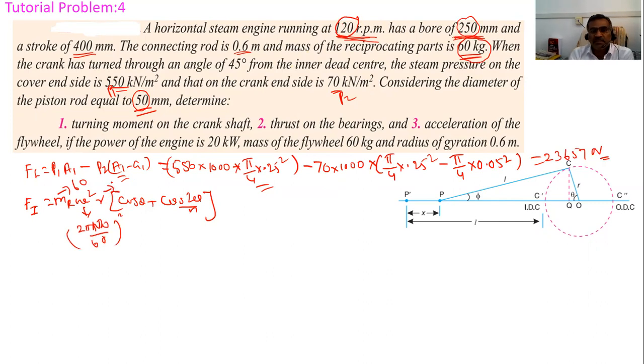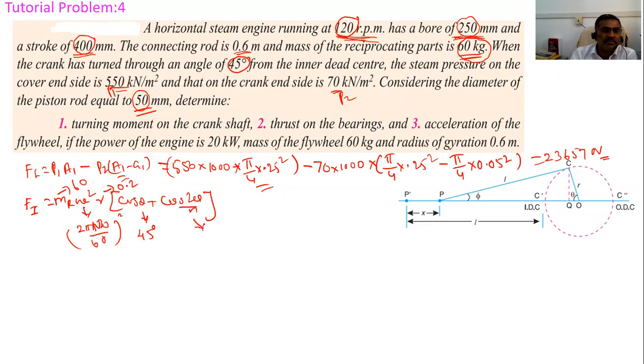What's the value of R? R is equal to stroke by 2. Here stroke is equal to 400, so that is 400 by 2 multiplied by 1000, which is equal to 0.2. Theta is equal to 45 degree, it is given.